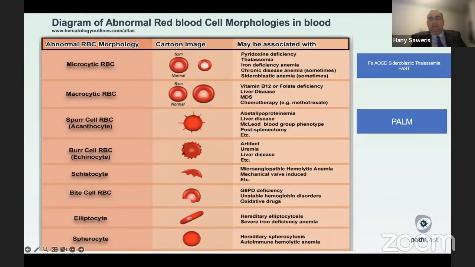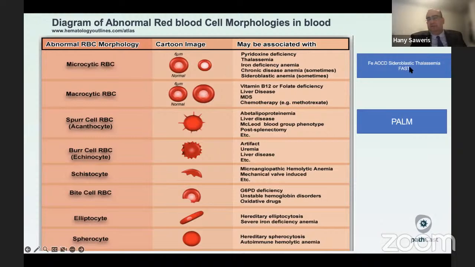So in the morphology here, we can see microcytic anemia. It's smaller than the normal red cell size. If we compare it to an internal control, we use the normal lymphocyte as our internal control. If it's smaller than the normal resting lymphocyte, we call it microcytic. If it's bigger than the normal resting mature lymphocyte, we call it macrocytic.